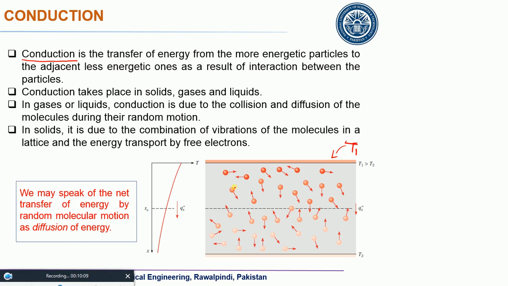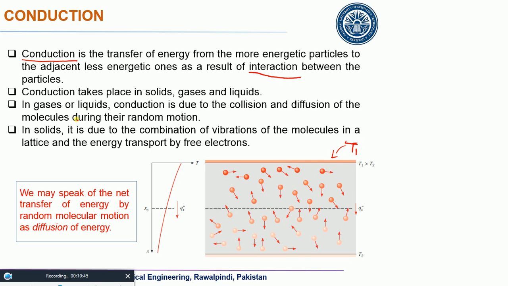So now I hope you understand this definition. Conduction is the transfer of energy from the more energetic particles to the adjacent less energetic ones as a result of interaction between the particles. So what kind of interaction is it? Collision. Conduction takes place in solids, gases and liquids. It can only happen in one medium. In gases or liquids, conduction is due to collision and diffusion of the molecules during their random motion.